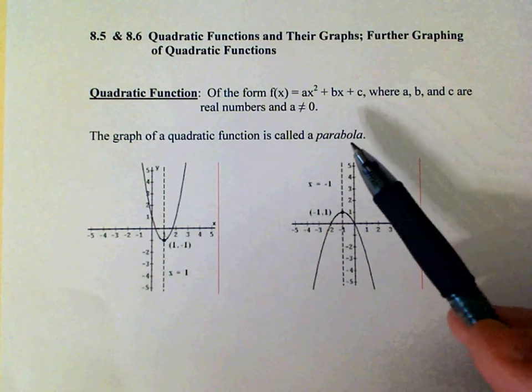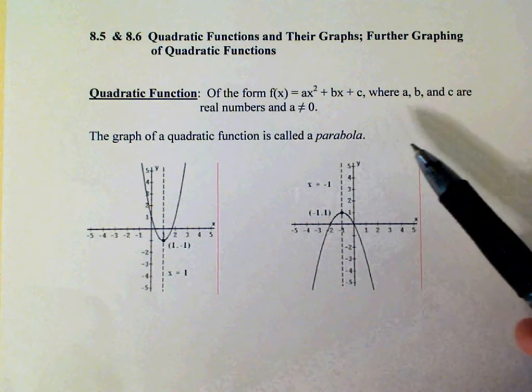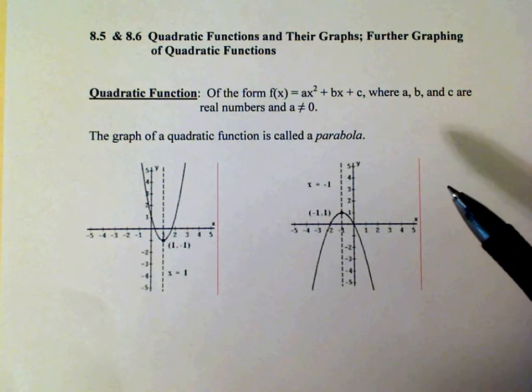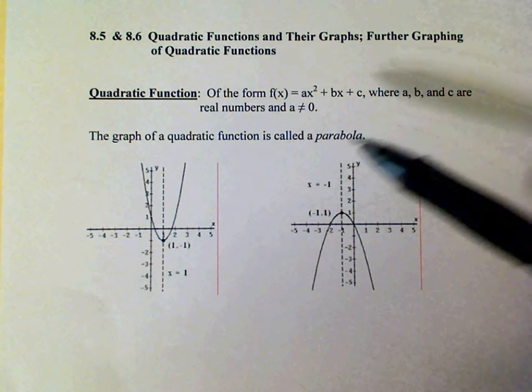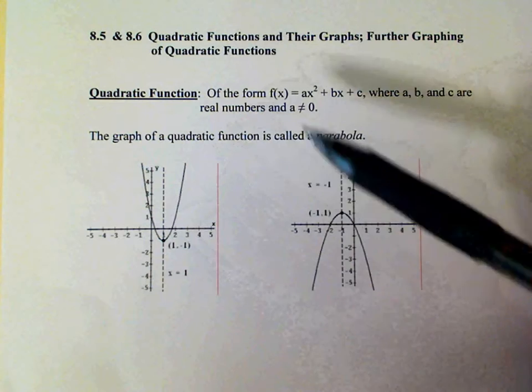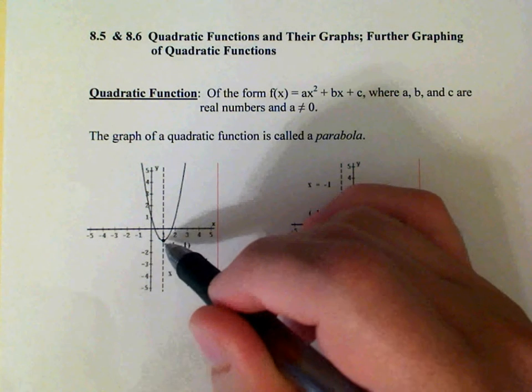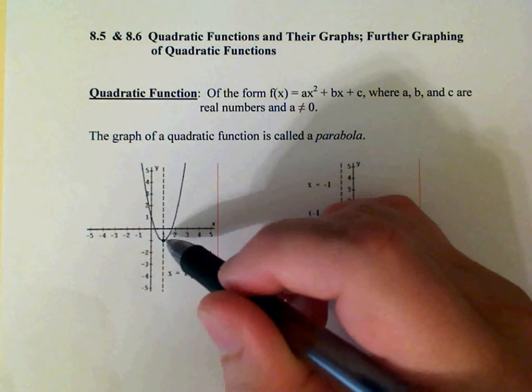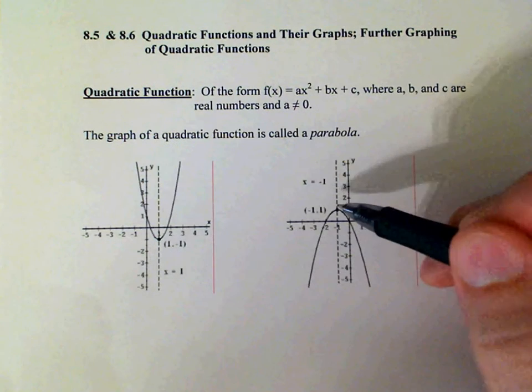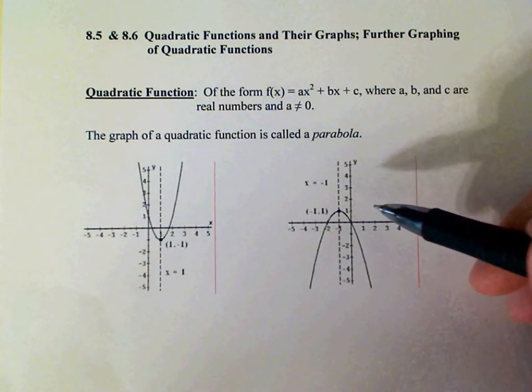You're going to hear me use this word quite a bit. The word is parabola. That describes the shape of a quadratic function if you were to graph it. It's either a right side up U or an upside down U. In this case, this bottom point is called the vertex. This top point is called the vertex. Those are the words I'm going to be using.